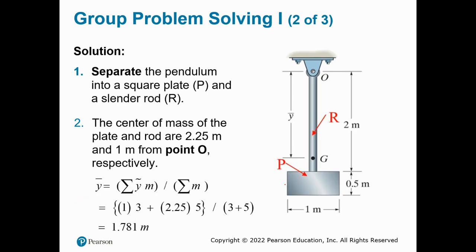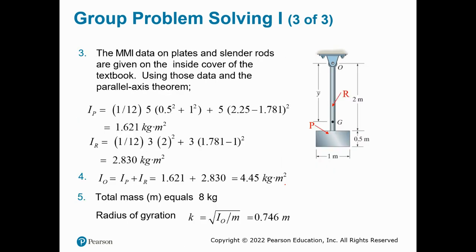Okay, again, very similar to what we did before. We're going to calculate the MMI for the plate and for the rod separately, and be careful. So we're calculating where the center of mass is for each one of them, what the distance is between the center of mass and this G right here, and then adding those two together. I'm going to skip the explanation here.